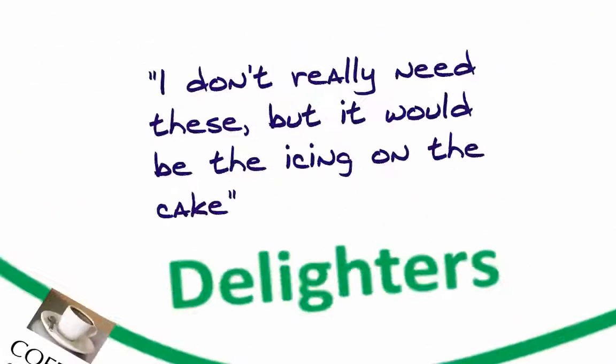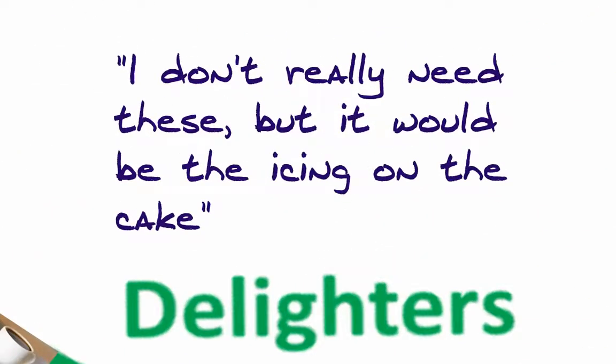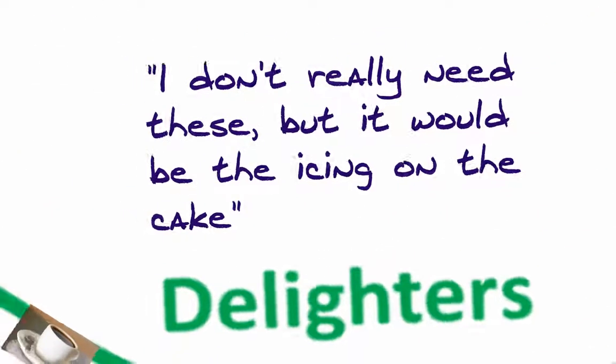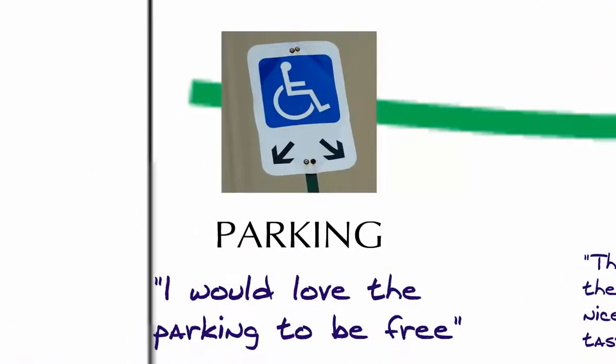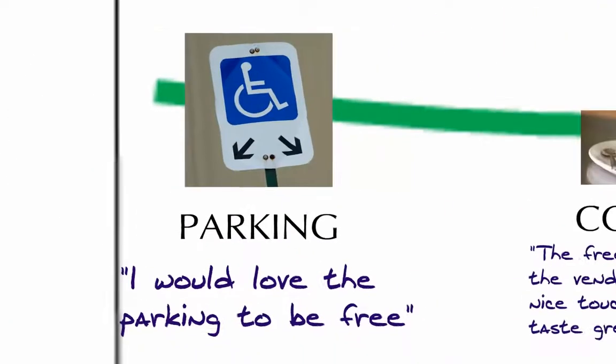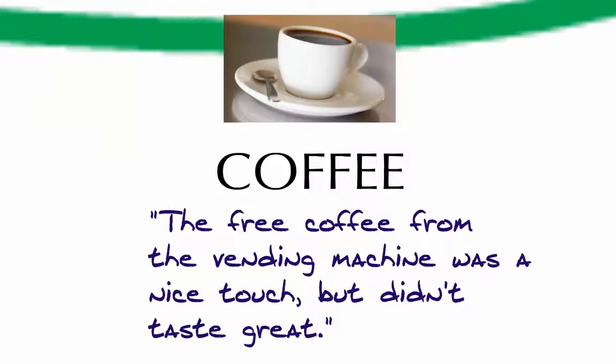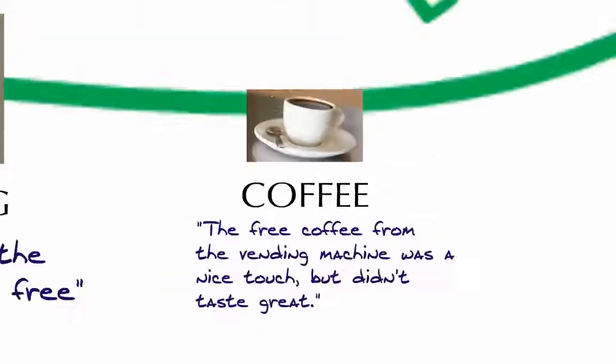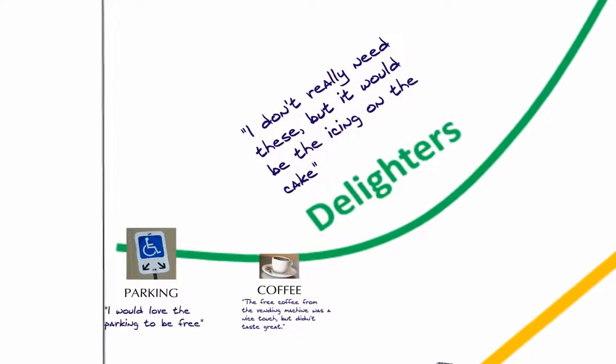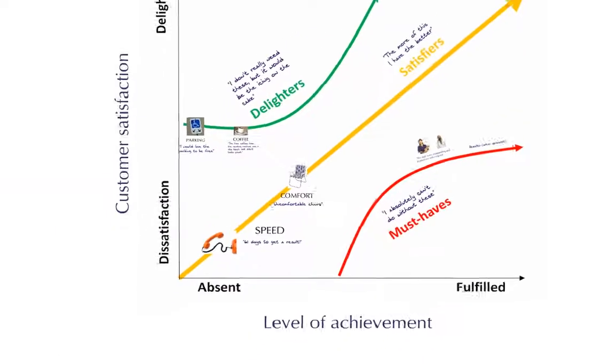Next, we come to delighters. These are the things that would be great if they were there, but if they're not, it's alright as well. Parking. It would be delightful if it was free, but if not, it's alright. Coffee. Free coffee from the vending machine was a nice touch, but this coffee was particularly poor. So what we've just looked at is delighters, and that is a Kano.